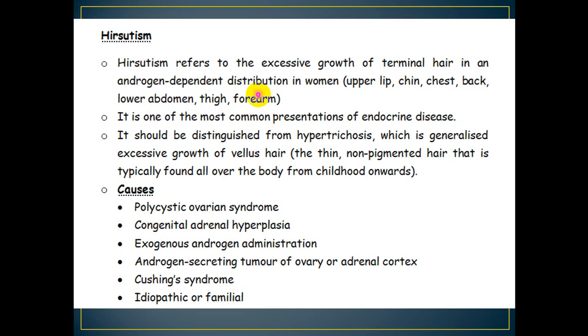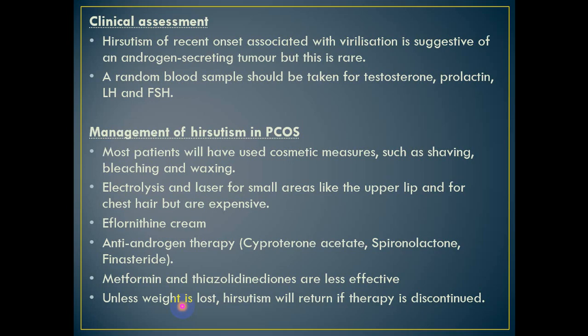What could be the causes of hirsutism? Hirsutism occurs when there is excess androgen or testosterone hormone in females. So any cause that increases testosterone or androgen levels could result in hirsutism. For example, polycystic ovary syndrome, congenital adrenal hyperplasia, exogenous androgen use, androgen-secreting tumor, Cushing syndrome, or sometimes it is familial.